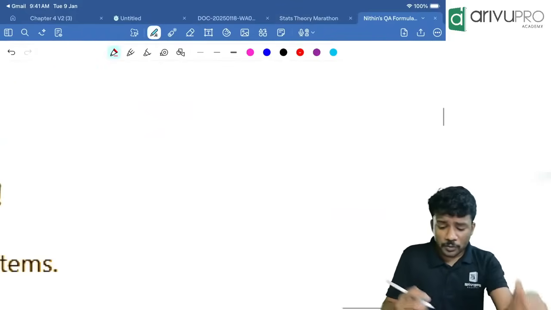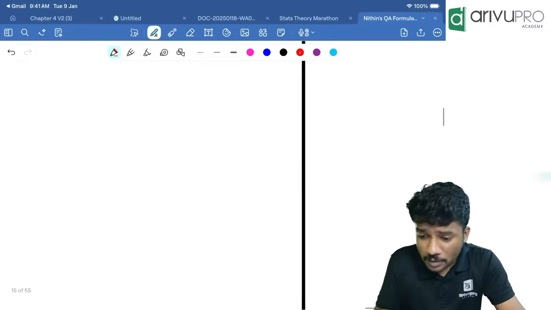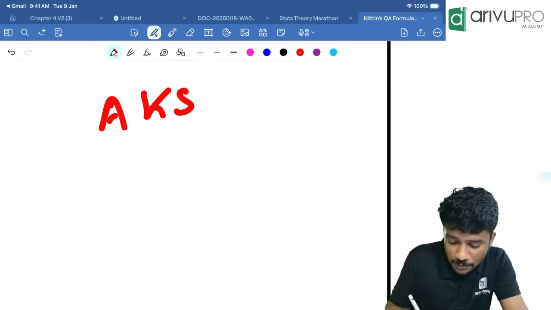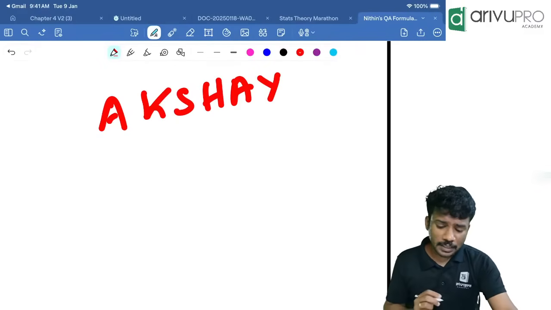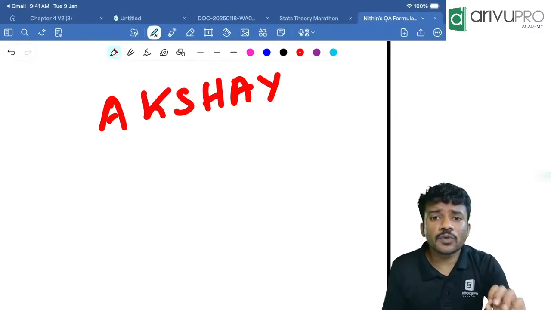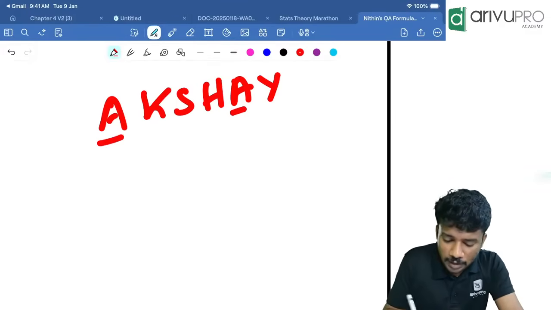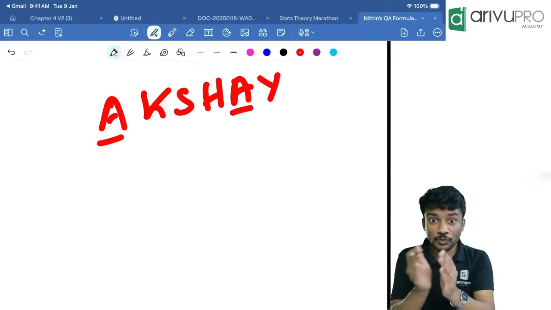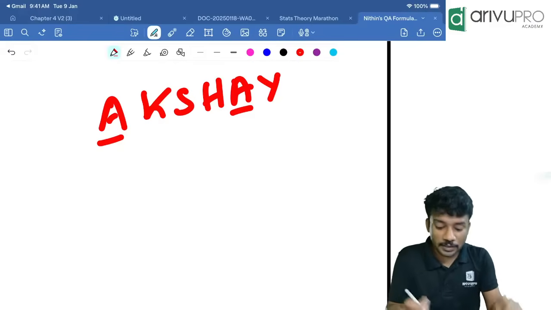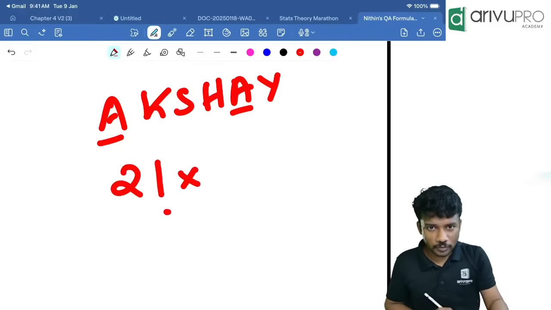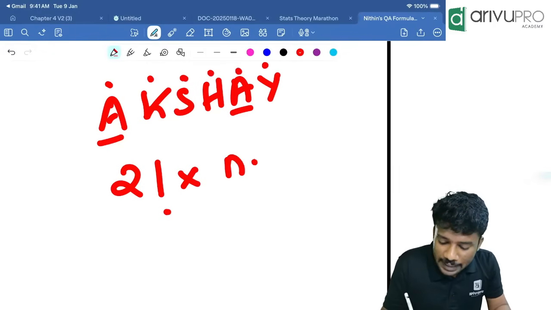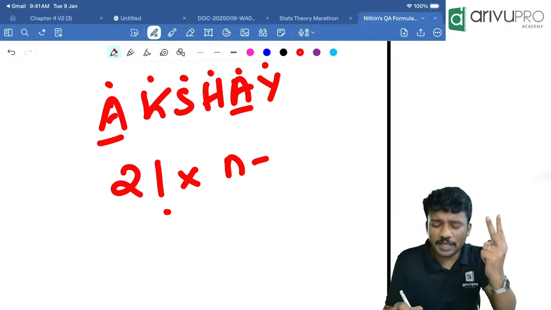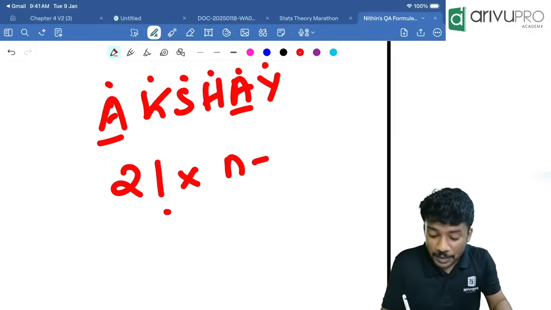Then some question will be like this. I'll take one example and I'll tell. One name Akshay is there. Now I am telling you to find the number of arrangements in which the vowels will always be together. How many vowels are there? 2 vowels are there, and those vowels should always be together. That means 2 factorial into, how many letters are there in total? 1, 2, 3, 4, 5, 6. That means n. When 2 letters are together, we can always write it as 2 factorial into n minus 1 factorial.